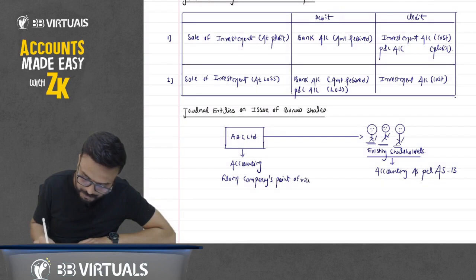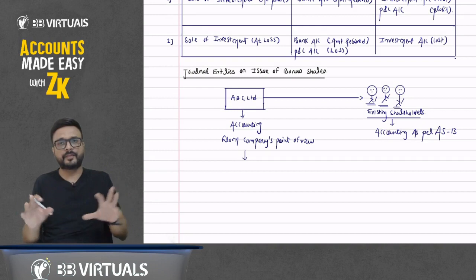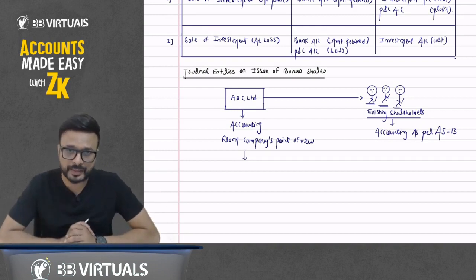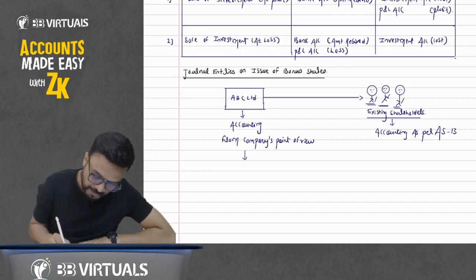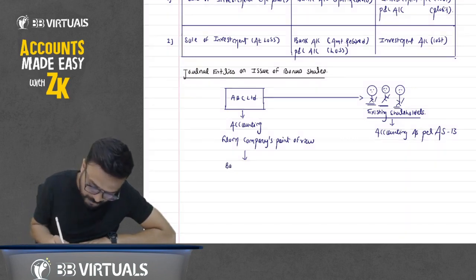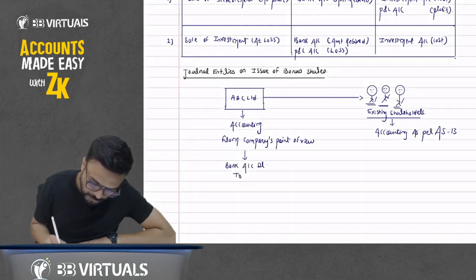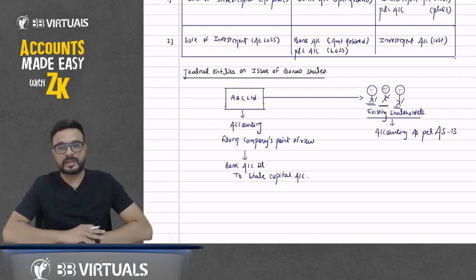Now understand this. When the company issues shares, normally, what entry do they pass? Because they have received the amount, they pass the entry: Bank account debit. Don't write bank, because I will do some changes here. Bank account debit to share capital account, because they issue the shares to share capital account.